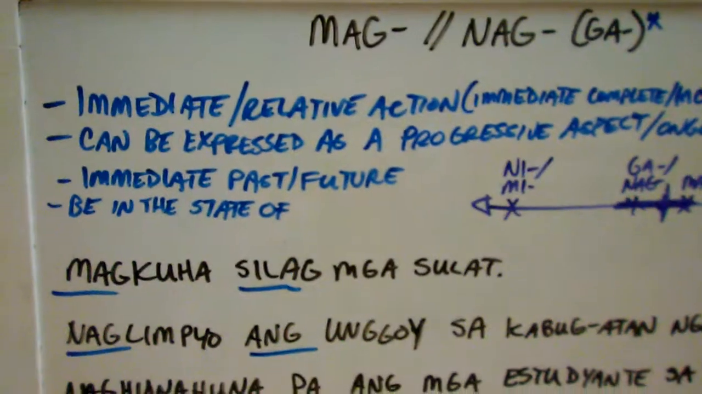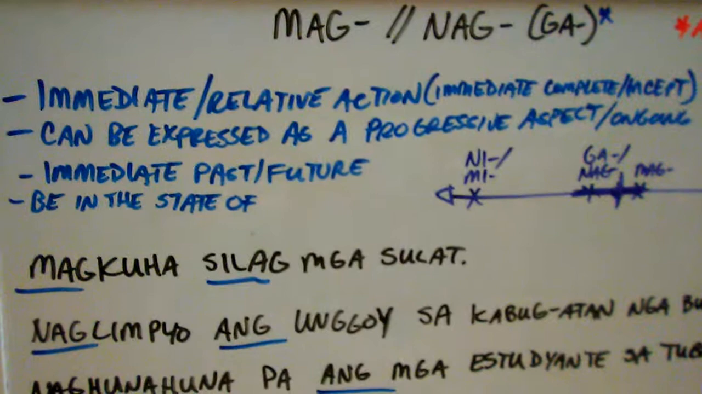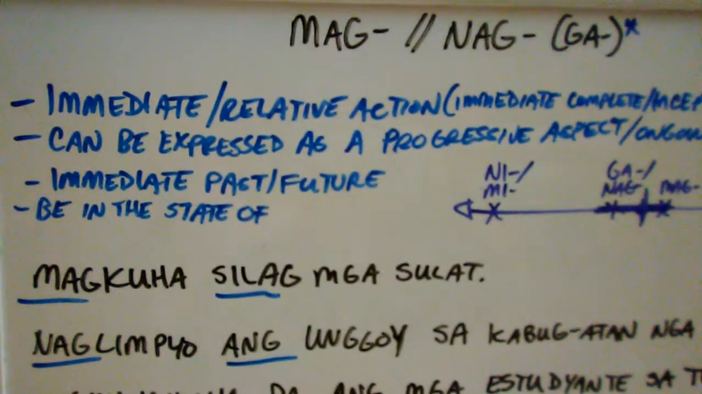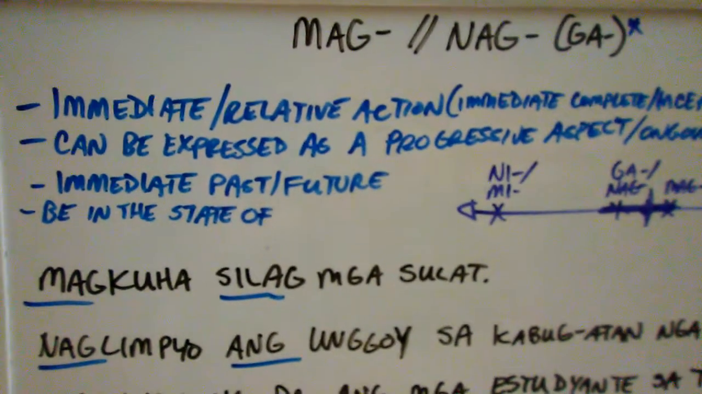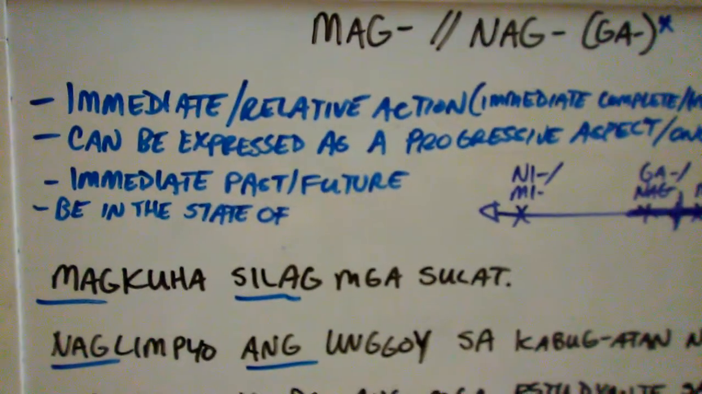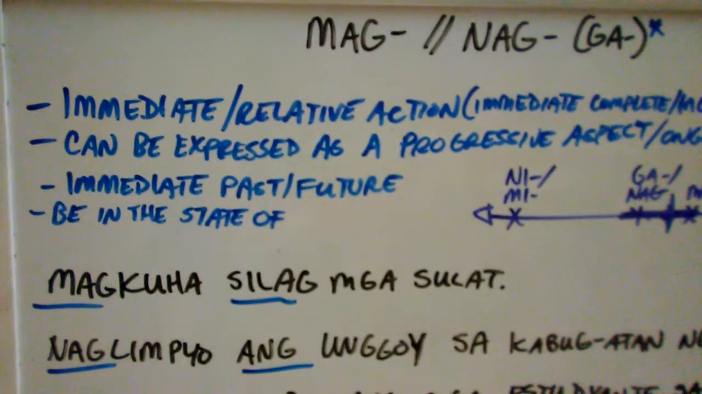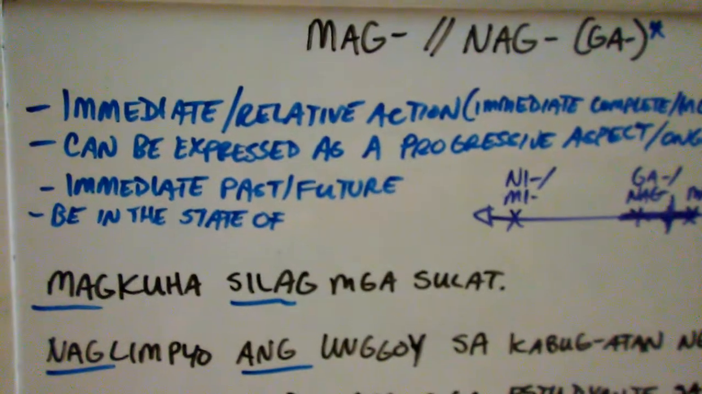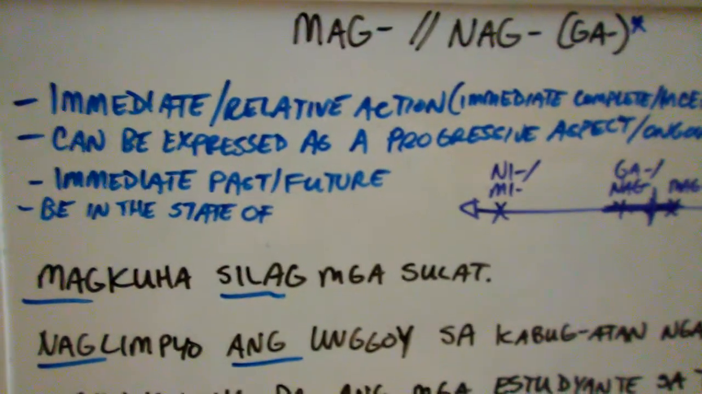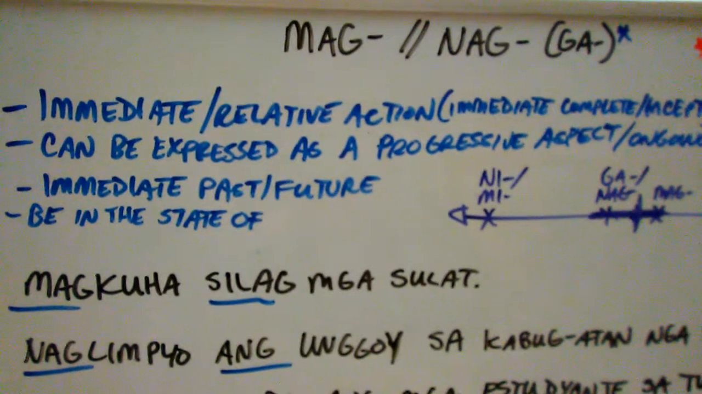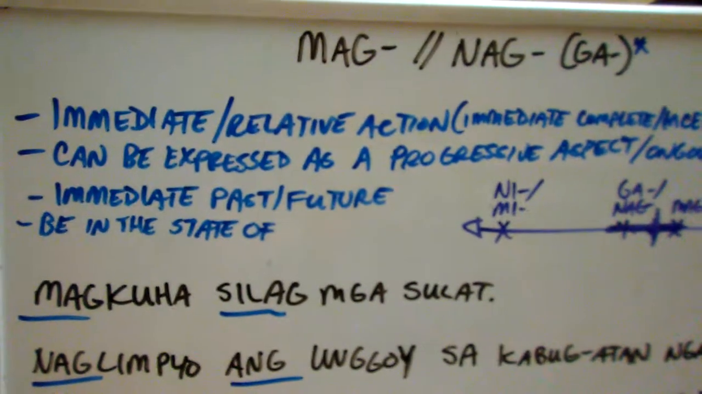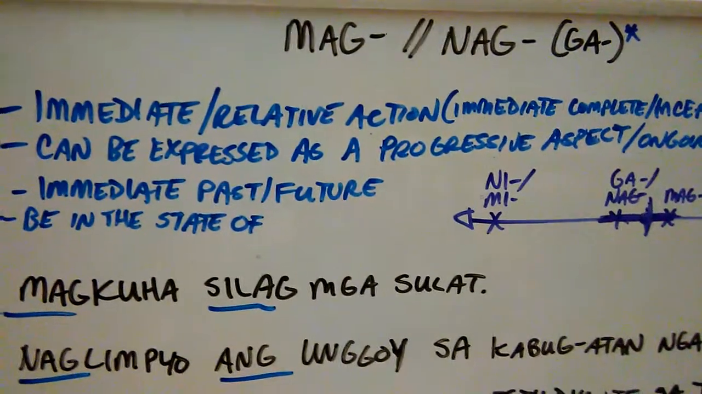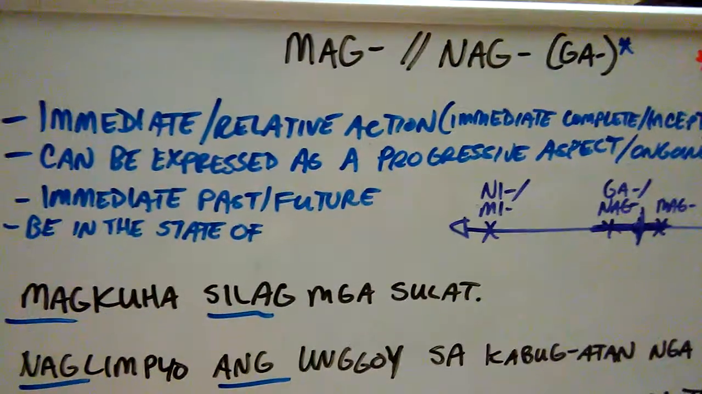They can also be described as a progressive aspect, something that's been ongoing and for a longer duration, okay? It's been ongoing, whether it's complete or incepting. And it can be expressed in the immediate future or the immediate past, as long as it was just nearby, relative to the speaker, in terms of immediateness. And it can also be described as being in the state of.